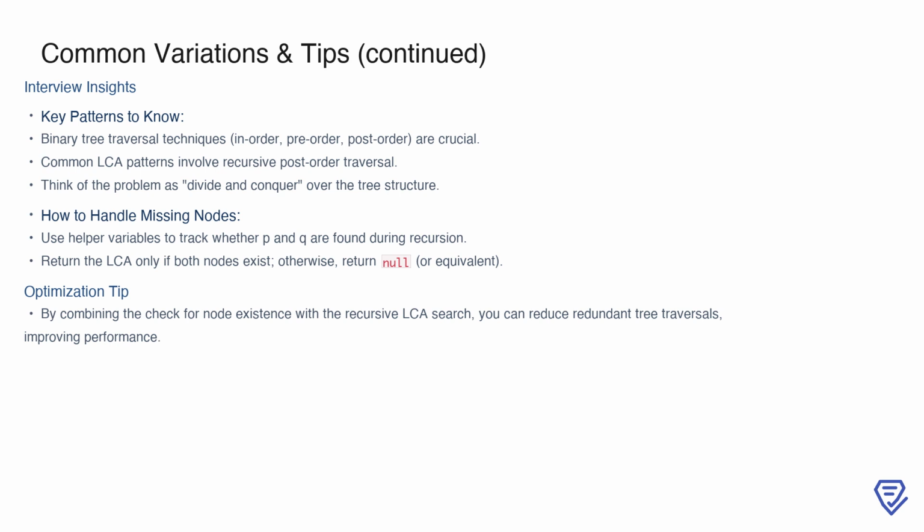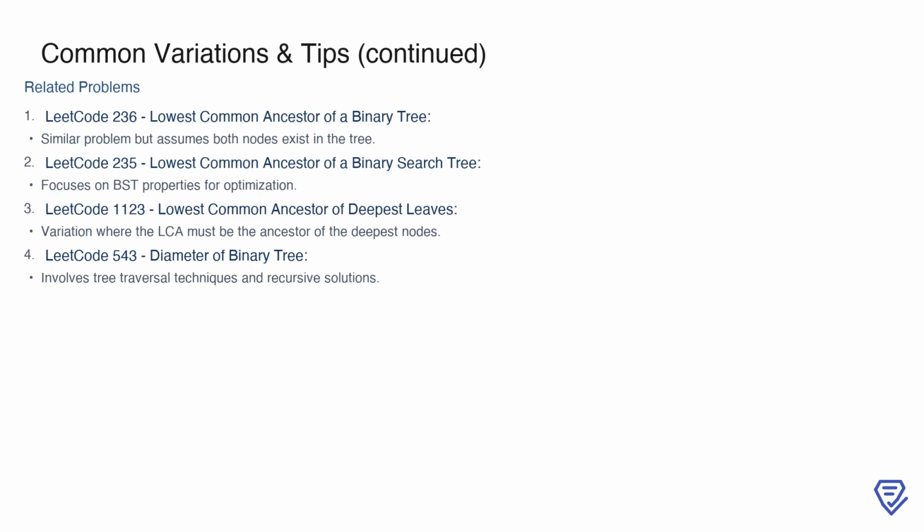For optimization, aim to combine the existence check with the recursive search for the LCA. This eliminates redundant tree traversals and improves the overall efficiency of your solution. There are also related problems that can help you strengthen your understanding of LCA patterns. For instance, LeetCode 236, the lowest common ancestor of a binary tree, assumes both nodes always exist, so it's a simpler variation of this problem.